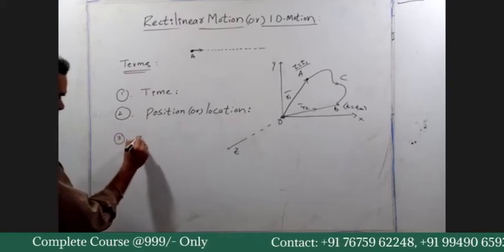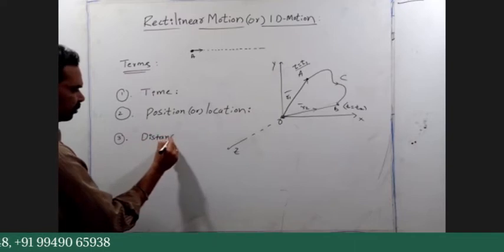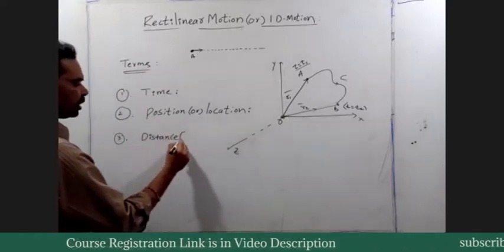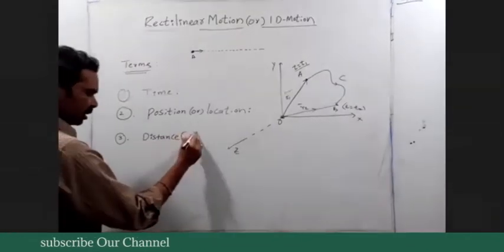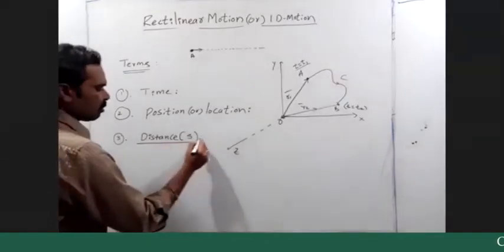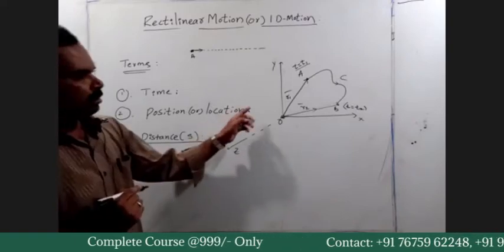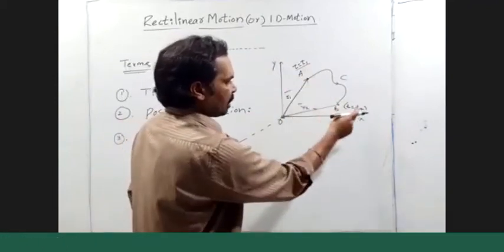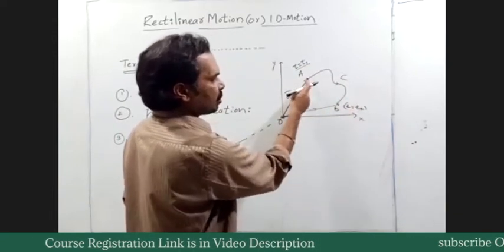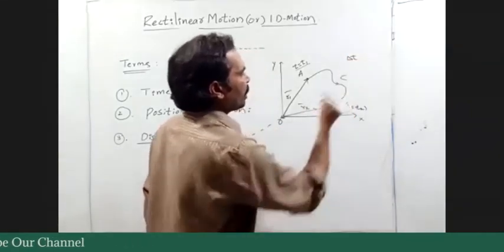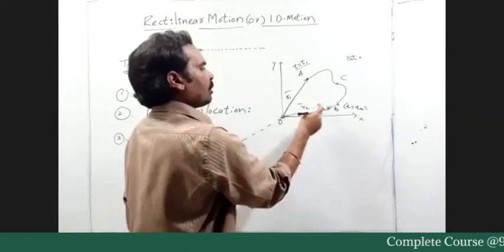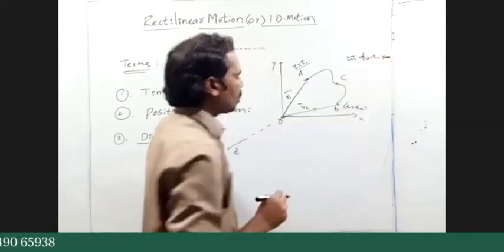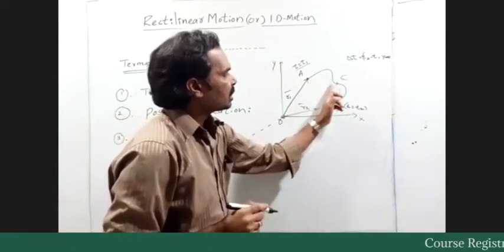Another one we have to use is distance, a quantity we use to describe rectilinear motion or one-dimensional motion. Here we represent the distance with S. What is the distance of the moving particle when it moves from point A to point B in a certain time interval? The time interval taken by the particle to go from A to B is T2 minus T1 seconds, along this curved path.